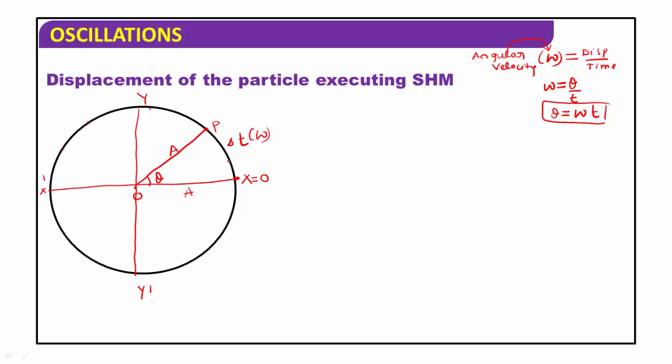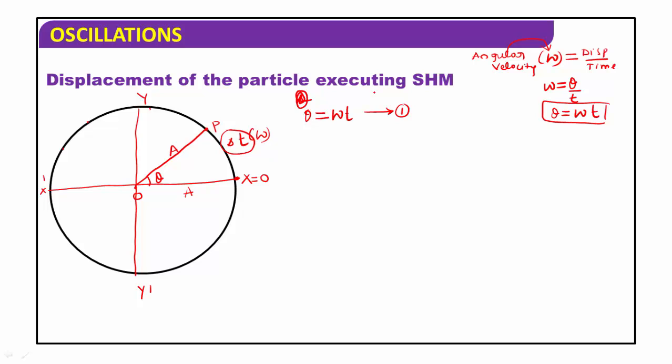Here the particle moves along the circumference of the circle with radius a with angular velocity omega. When the particle starts from X and reaches the point P in a certain time t, the angular displacement of the particle is denoted by the symbol theta. The angular displacement theta is equal to omega into t. This is equation number 1.